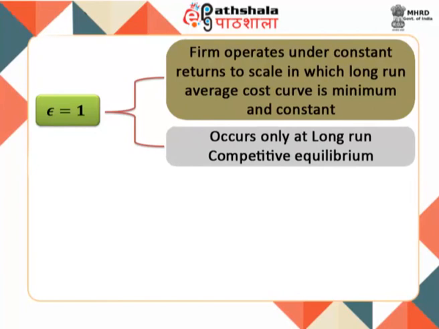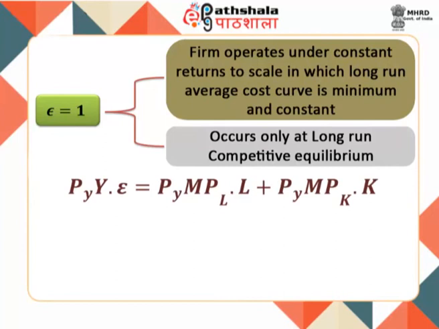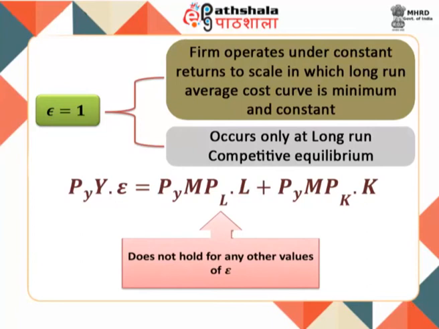Thus, the equation Py into Y into epsilon equals Py marginal product of L into L plus Py marginal product of K into K does not hold for any other values of epsilon. The product exhaustion relation proved by Clark, Wicksteed, and Walras is, therefore, not an identity holding for any values of the output.